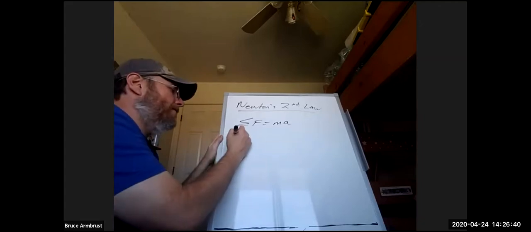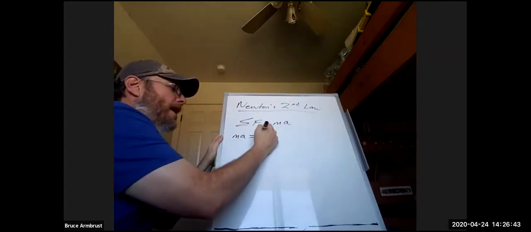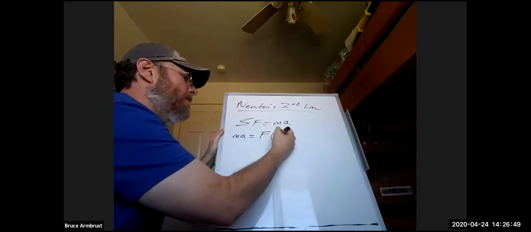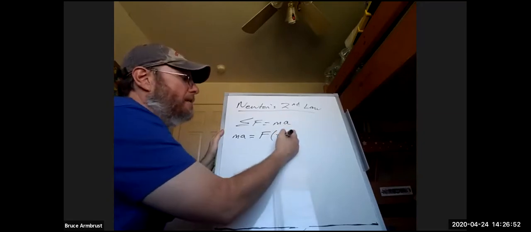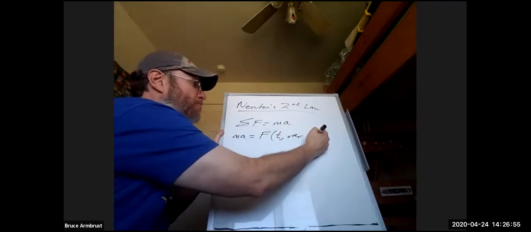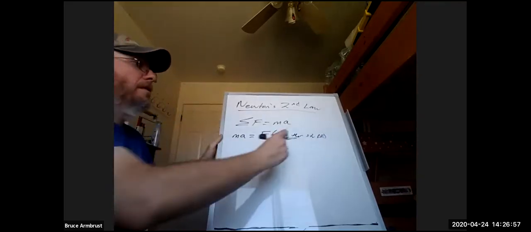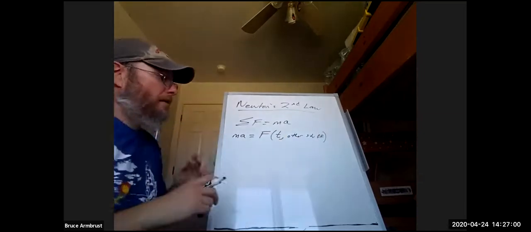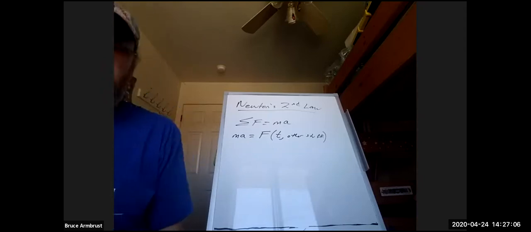So let me just rewrite this real quick as ma equals, and I'm going to call this big F. It's a force, but this force is going to be a function of t and other stuff. And up to this point in physics, you've only dealt with those that were a function of just t. So your force may have changed with time, but that was it. You didn't look at it in terms of other stuff. Okay, well, now we're going to allow for some other stuff.